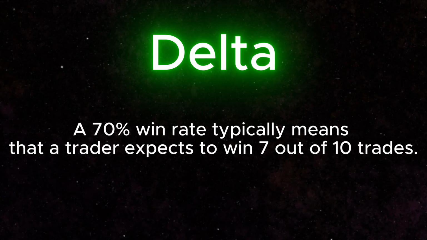How delta relates to win rate. A 70% win rate typically means that a trader expects to win 7 out of 10 trades. To relate delta to a high win rate like this, let's break it down. The delta of an option gives the estimated probability that the option will be in the money. For example, a delta of 0.7 suggests that the option has a 70% chance of expiring in the money.